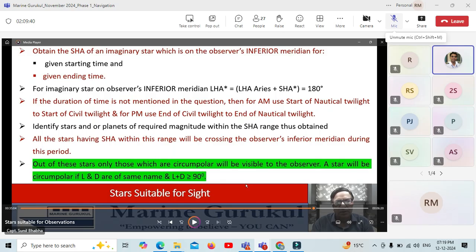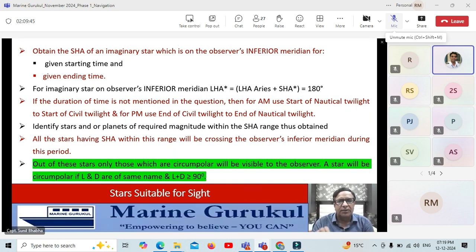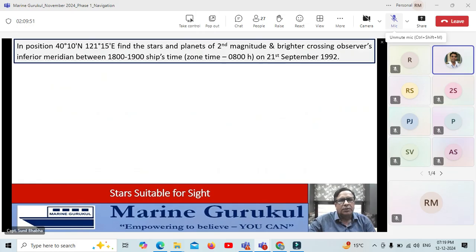Very good. So out of the stars that you list, only those would be visible which are circumpolar. Now let's solve this question.